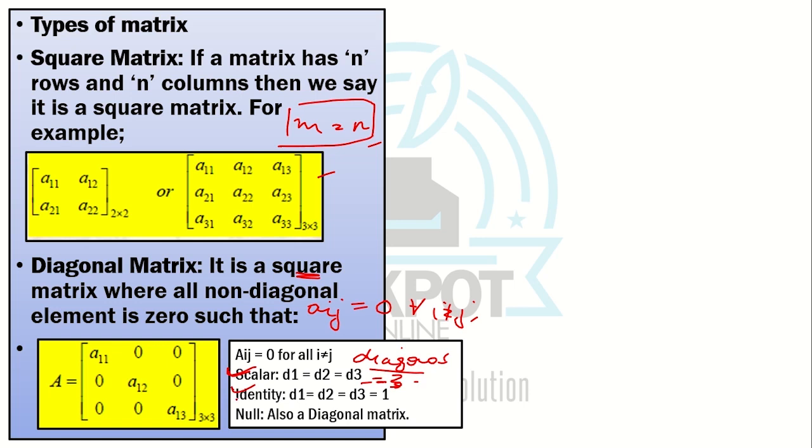Now, similarly, for an identity matrix, once again, you start from a diagonal matrix, which in itself starts from a square matrix, and in the identity matrix, the diagonal elements are equal to 1. Similarly, in a null matrix, the diagonal elements are also equal to 0. So here, you can say that a null matrix is also trivially a diagonal matrix.